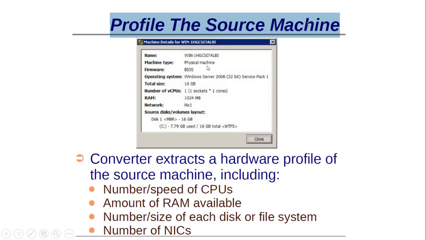So this is a physical machine. This is the BIOS, what operating system is installed on it, the total size of this machine, how many CPUs there are, how much RAM there is, and the network information. Basically this machine contains a single partition of 16 GB. So the converter extracts the hardware profile of the source machine, including all this information. It gathers the information of the CPU, RAM, hard drive size and NICs.